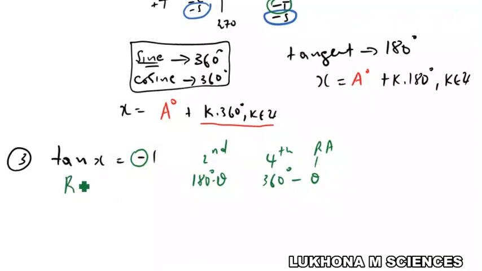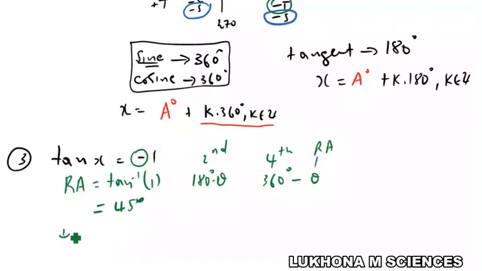Then our theta is the reference angle. Now let's look for the reference angle. The reference angle for this one will be tan inverse of +1. We just removed the negative sign, since that was only telling us about the quadrants. So that is supposed to be 45. So the reference angle is 45 degrees.